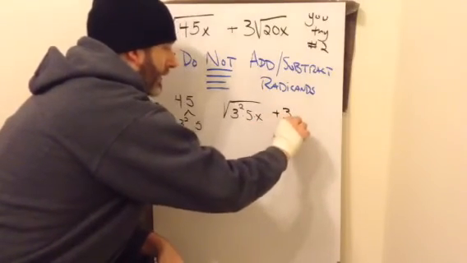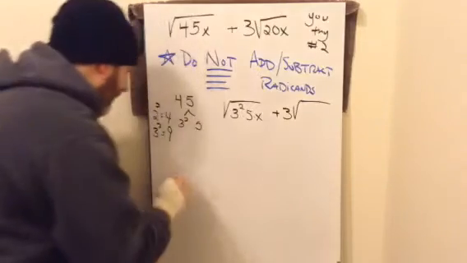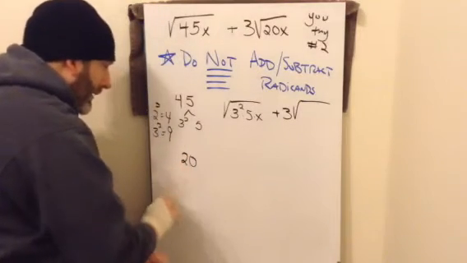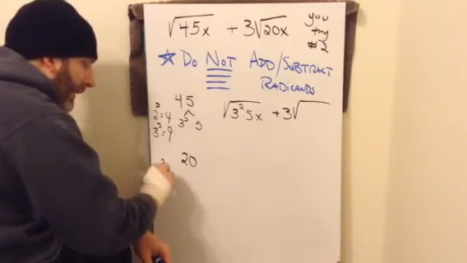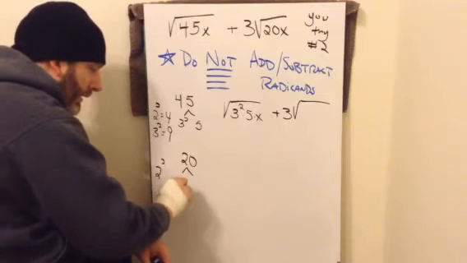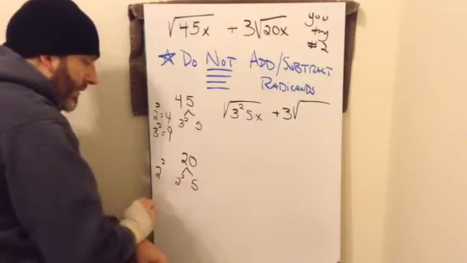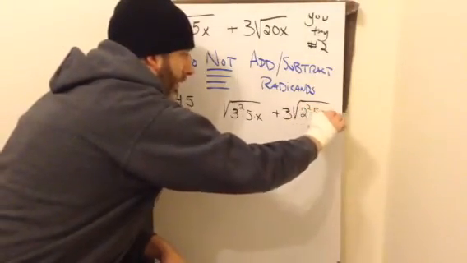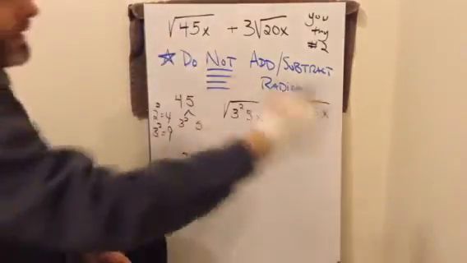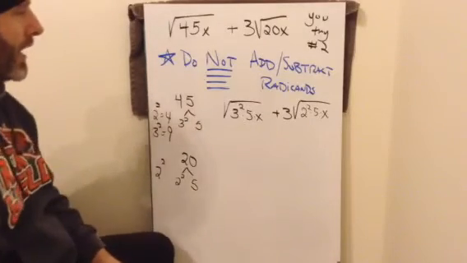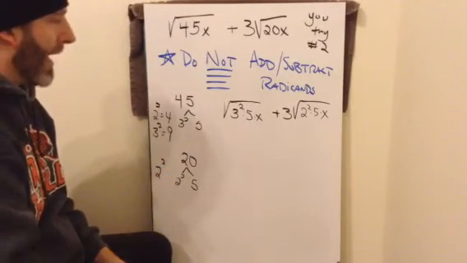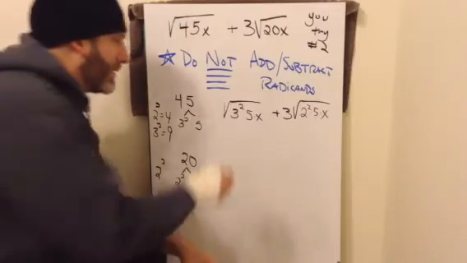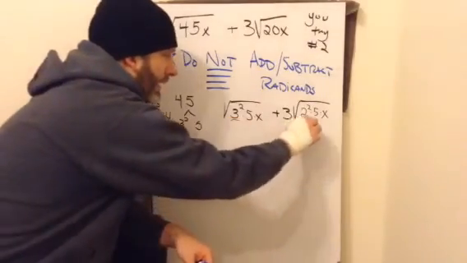plus 3 square root. Now 20, if we did the same thing, it is divisible by 2 squared. 2 squared times 5, or 4 times 5. So this is 2 squared times 5 times x. Now, you could expand on that if there's multiple variables. Remember, if the power matches the index, we take out the base. We're going to take out a 3 here, and we're going to take out a 2 here.